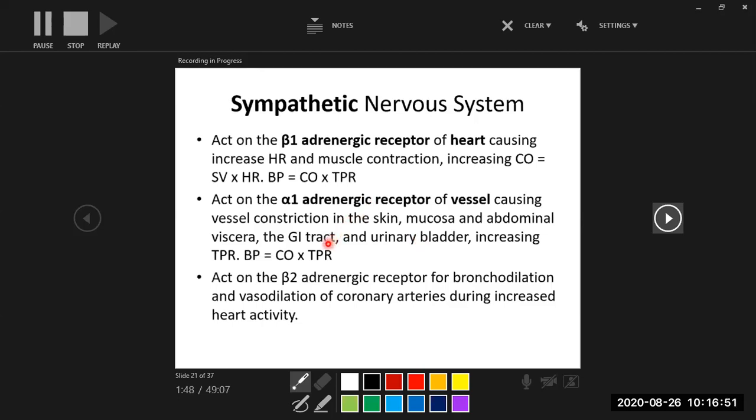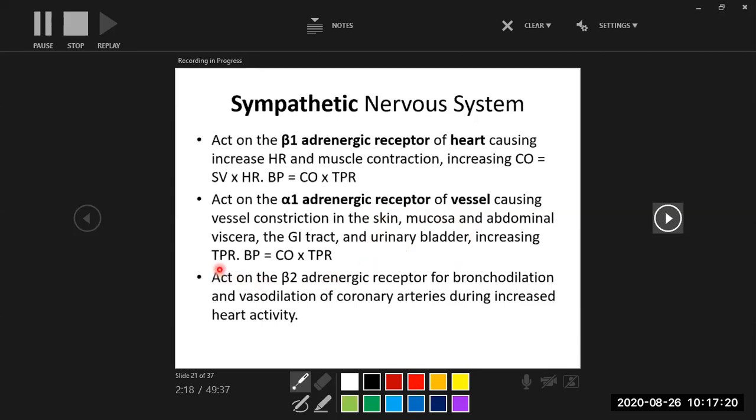And that will actually have effects on the blood pressure too, because the vasoconstriction will cause an increase of the TPR. BP equals CO times TPR, so your blood pressure increases. So you need to remember that beta-1 in the heart, alpha-1 will cause vasoconstriction in the vessels.